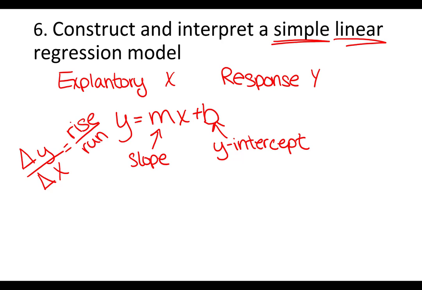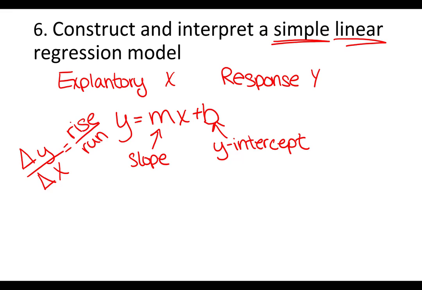A positive slope indicates that the line is moving from the bottom left to the upper right, and a negative slope would be the opposite. The y-intercept is the point where the line crosses the y-axis. This can also be described as the value of y when x equals 0.